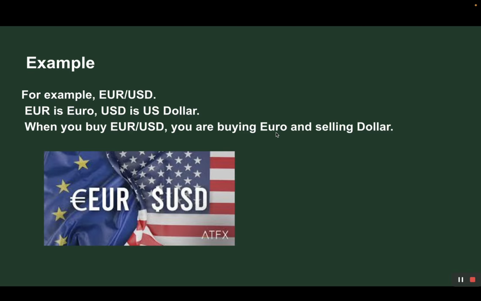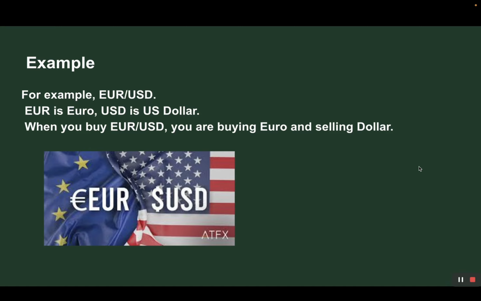So for example, EUR/USD. EUR is euro. USD is US dollar. So when you buy EUR/USD, you are buying euro and selling dollar. Are you with me? That is the basic information of this particular example.